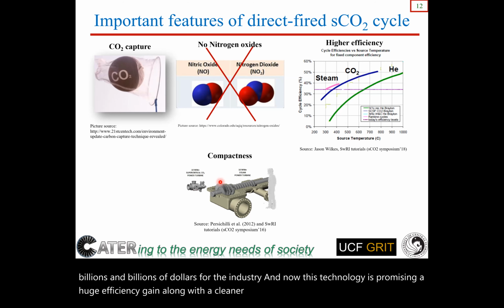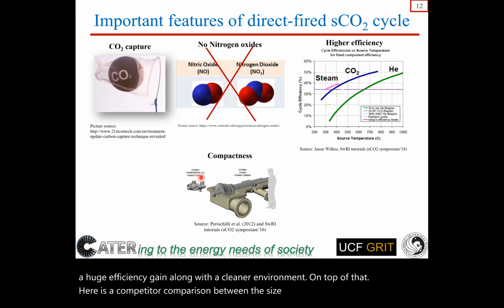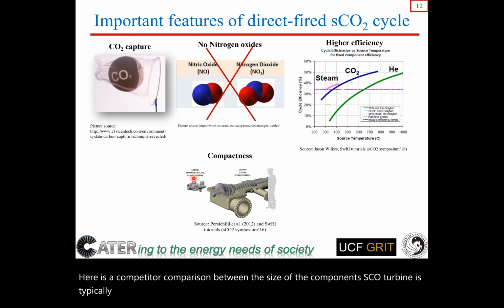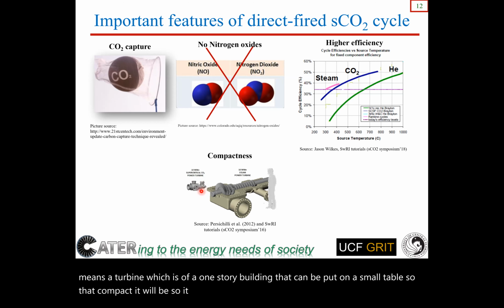On top of that, here is a comparison between the size of the components. An SCO2 turbine is typically 50 times smaller in size compared to an equi-power steam turbine. That means a turbine which is the size of a one-story building can be put on a small table. So compact it will be. So it has innumerable benefits.